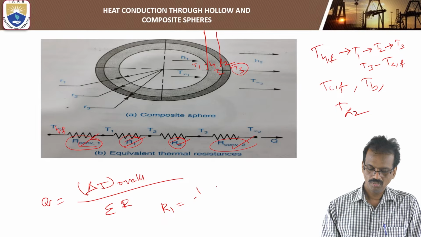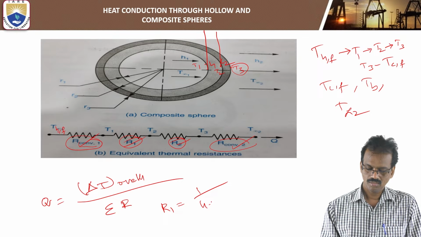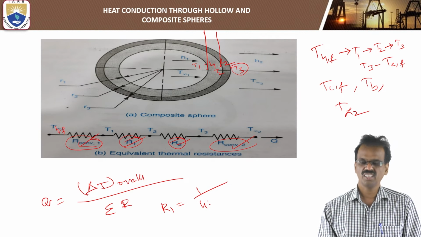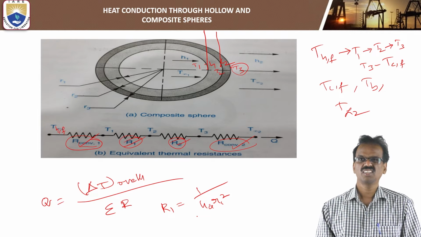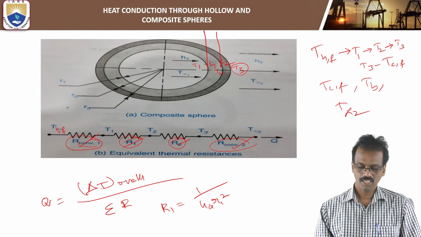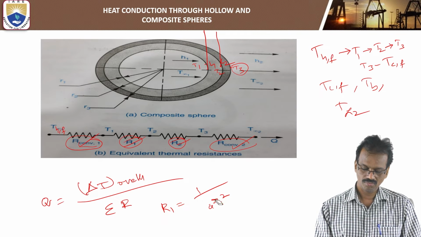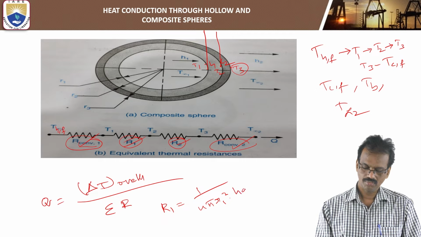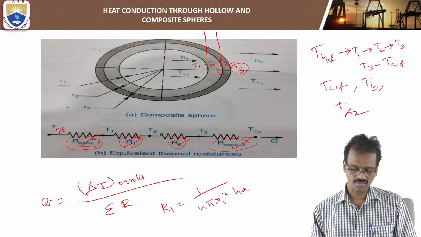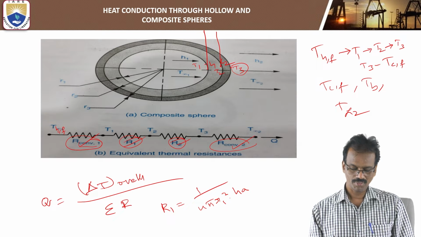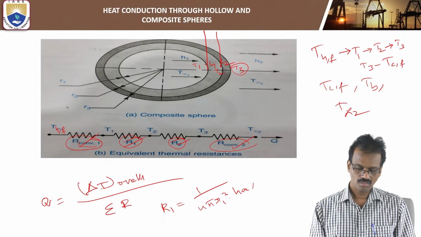R1 is equal to 1 by 4 pi HA R1 square. So that is the thermal resistivity. We have to write 4 pi R1 square into HA. Because 4 pi is the common term, you can take it like this one.